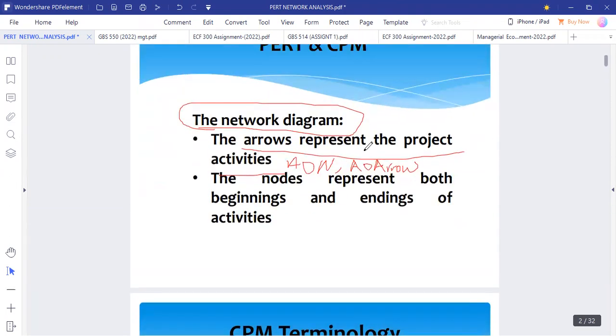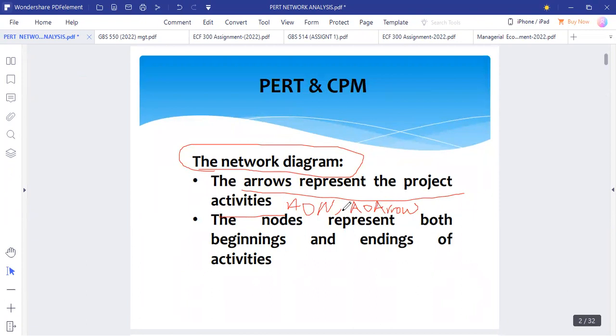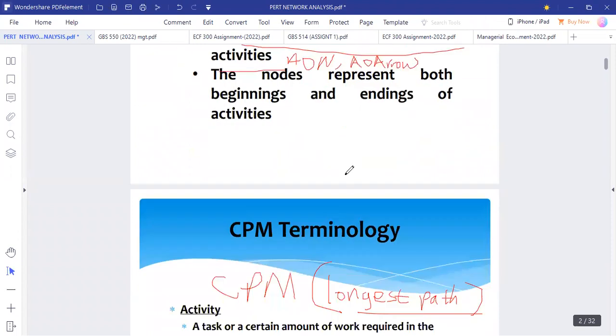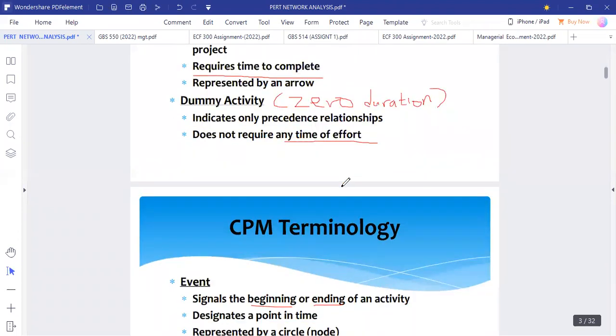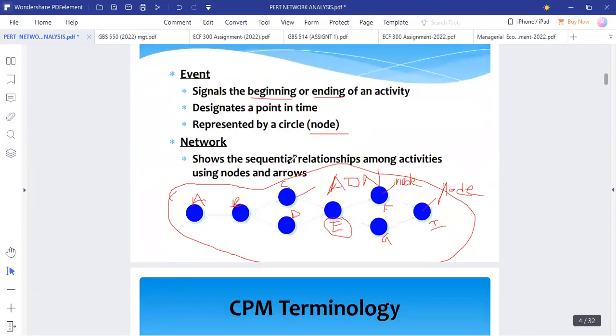the activity being drawn. It is activity on arrow or activity on node. So in particular, we also look at a question from an assignment. For an example here, we have activity A starting.